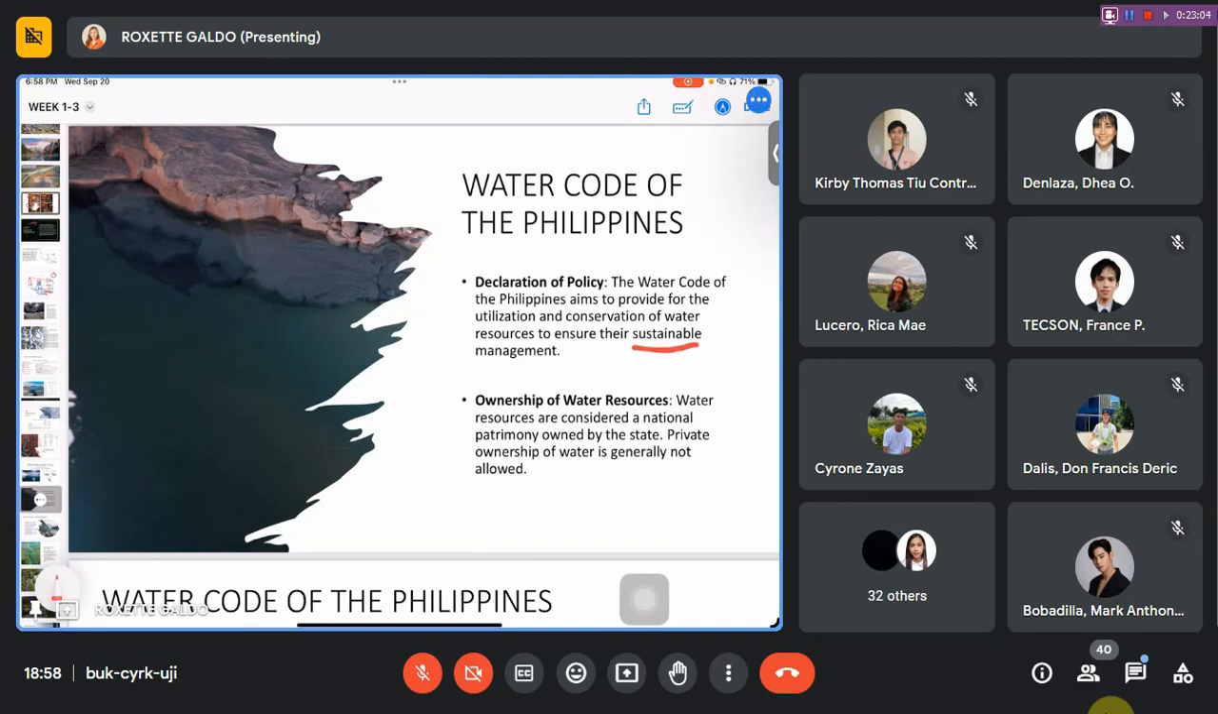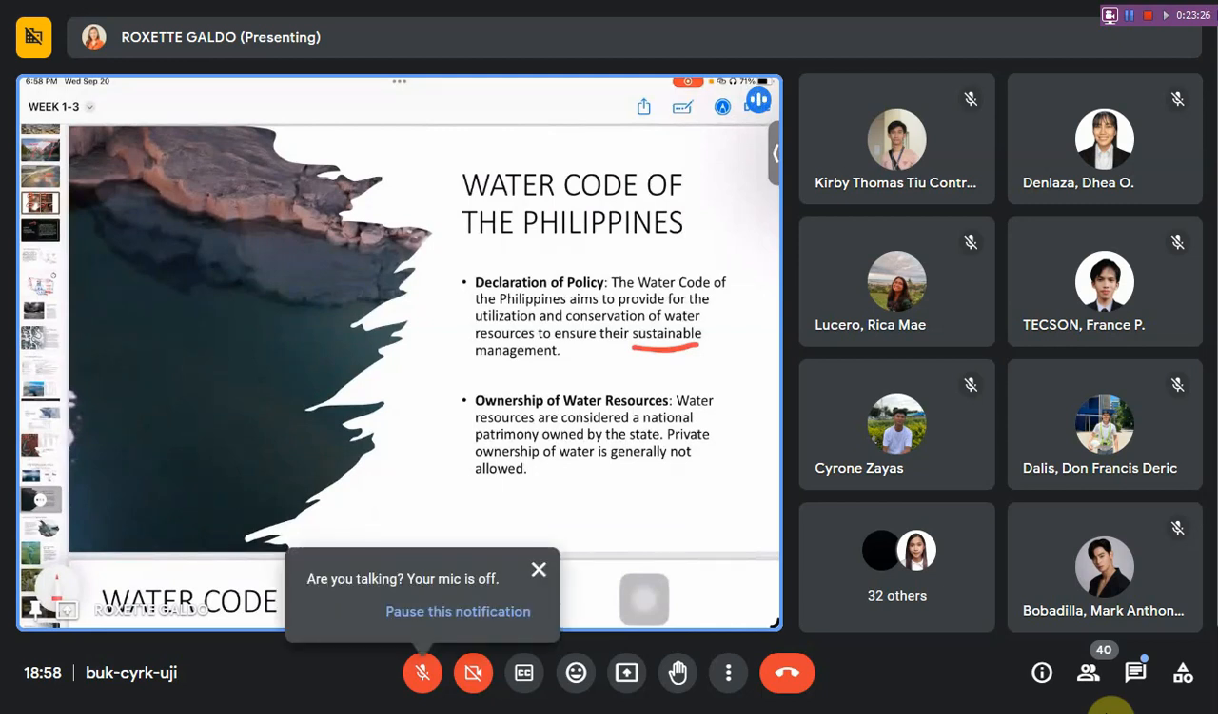Okay. The second purpose of the Water Code of the Philippines is the ownership, no, of water resources. So water resources are considered a national patrimony owned by the state. So private ownership of water is generally not allowed. Okay, so there is only one owner of the water here in the Philippines. Only the government. Okay?